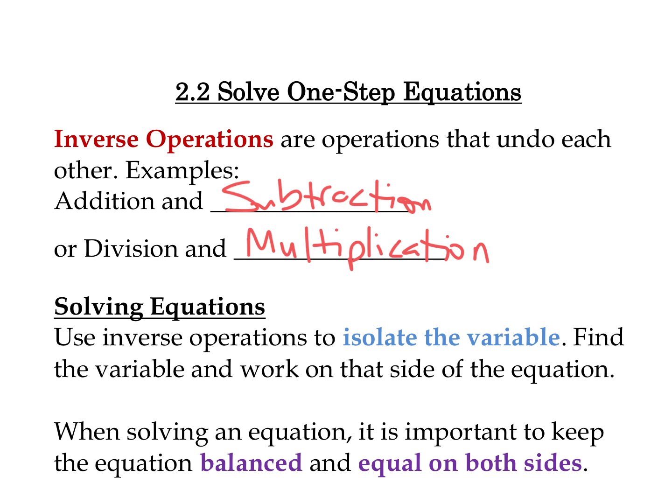When we solve these equations, we want to isolate the variable, as I was mentioning. We're going to do that using inverse operations on both sides of the equation, because when we're solving an equation, we have to keep in mind that whatever we do to one side of the equation, we need to do the same on the other side. That's how we'll keep the equation balanced and equal on both sides.